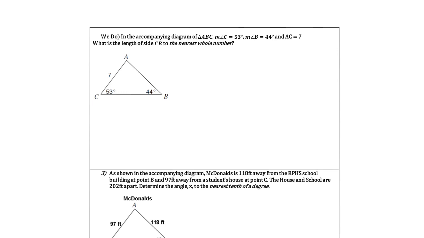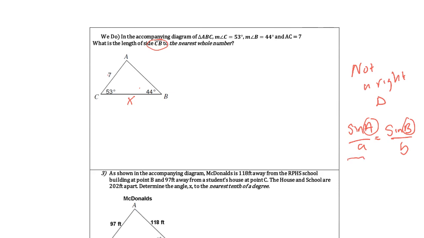So it says in the accompanying diagram, all this information, what is CB to the nearest whole number? So I got to find this side, CB. Well, right away, I see that it's not a right triangle. So I should automatically be thinking law of sines or law of cosines. Now I have 2 angles and 2 sides. So if we think about the law of sines formula, that's talking about 2 angles and 2 sides. So I'm going to use law of sines.